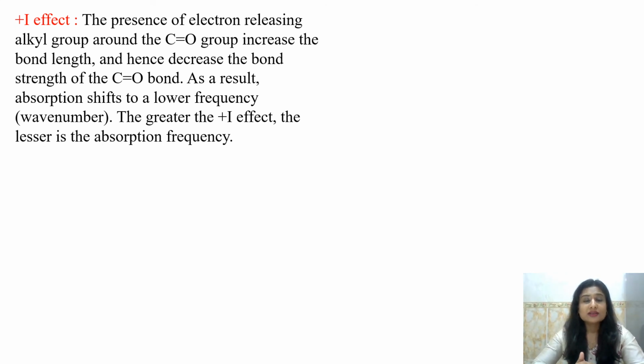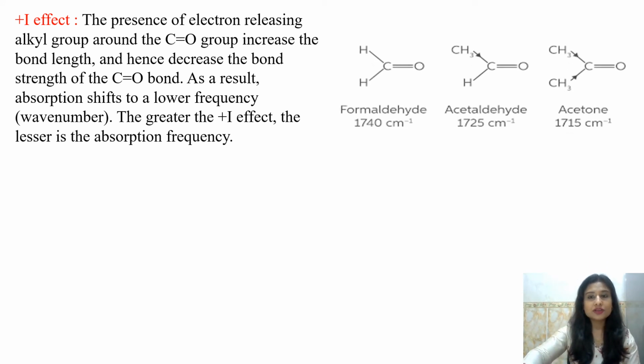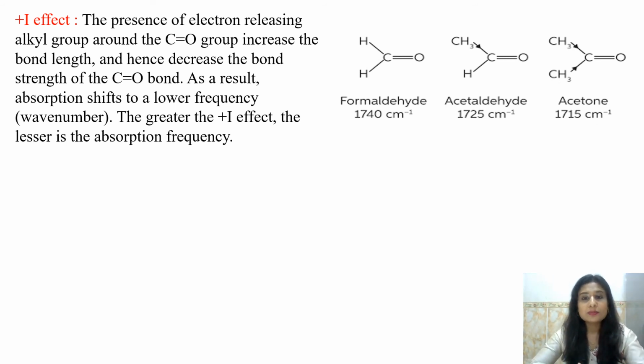Now the plus I effect. The presence of electron releasing groups around the carbon oxygen group increases the bond length and decreases the bond strength. You know, when the length of the bond increases, the strength of the bond decreases. And we have learnt, according to Hooke's law, weaker bonds appear at lower wave number. They show lower vibrational frequencies. So as a result, the absorption shifts to a lower frequency or lower wave number. So the greater the plus I effect, the lesser the absorption frequency, which we can see in this example.